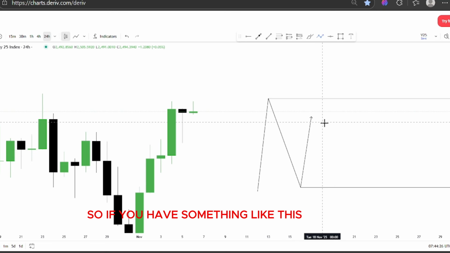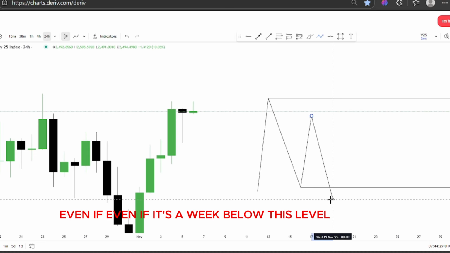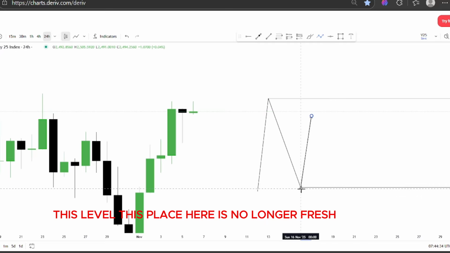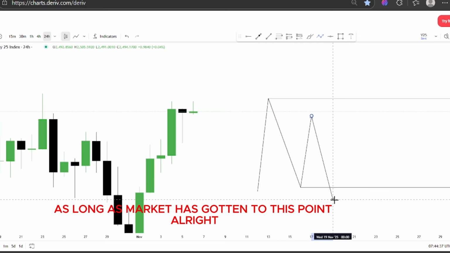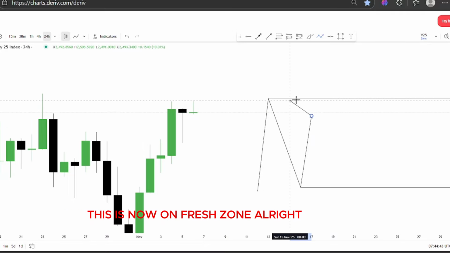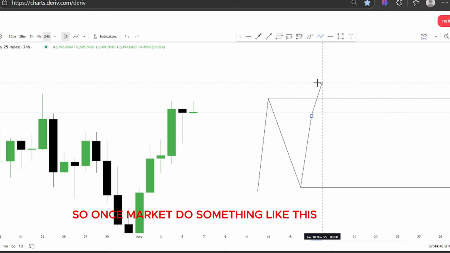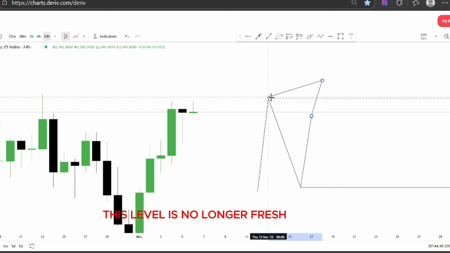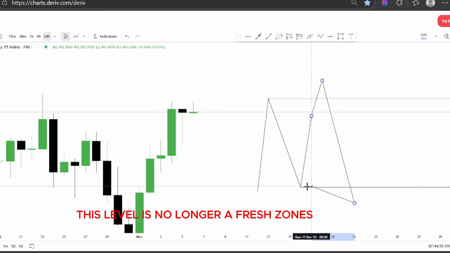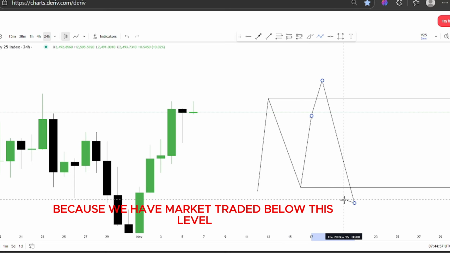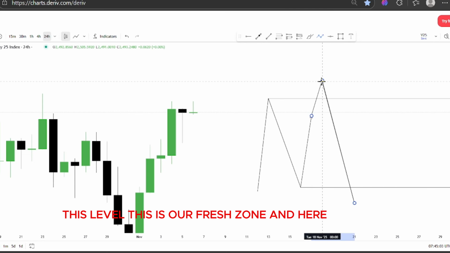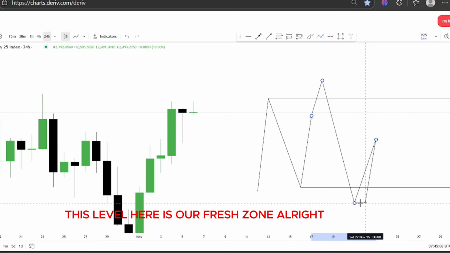So if you have something like this, and you have a candlestick, even if it's just the wick, below this level, that means it's no longer fresh. This place here is no longer fresh as long as the market has gotten to this point. And if the market goes above this level, that means this is no longer a fresh zone. It is now an unfresh zone, because we have the market trading above this level. And if the market comes below this level, it is no longer a fresh zone because the market traded below this level. So where is our fresh zone now? This level is our fresh zone, and this level here is our fresh zone.